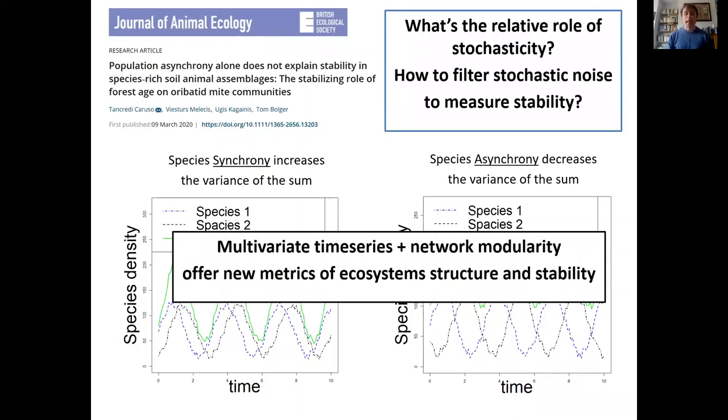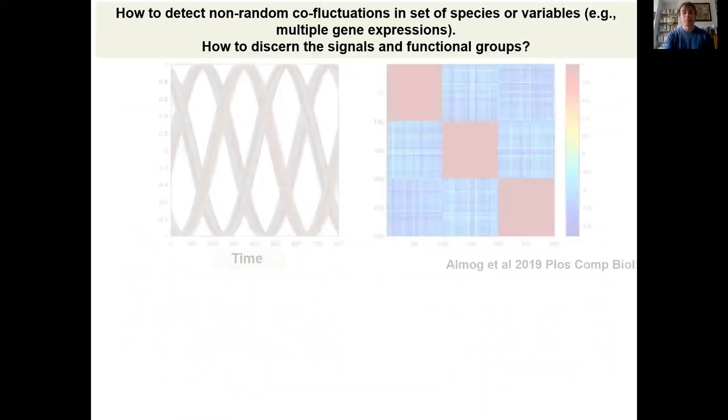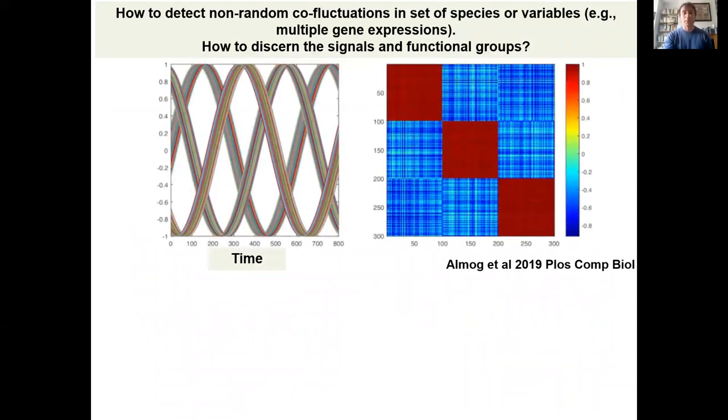And again, one of the answers is coming from networks. I will show you the basic concept. You can see that here you have a simulation of three different sets of variables. Every color can be considered to be a species. There are 1, 2, and 3.